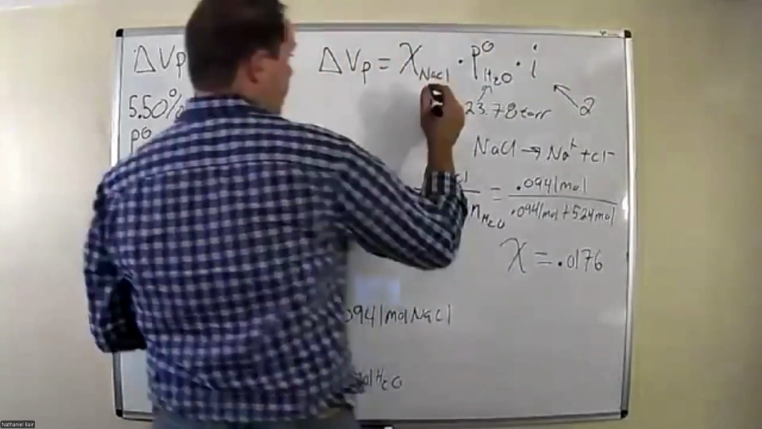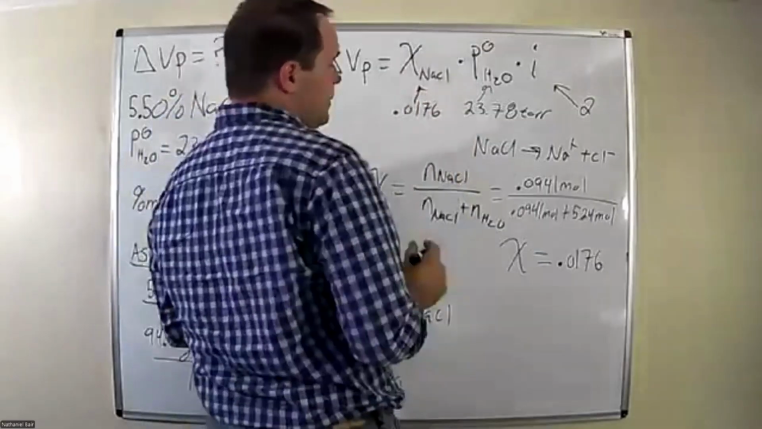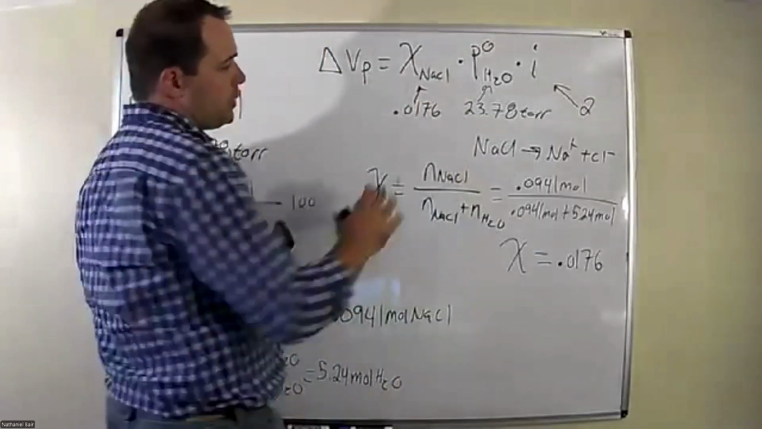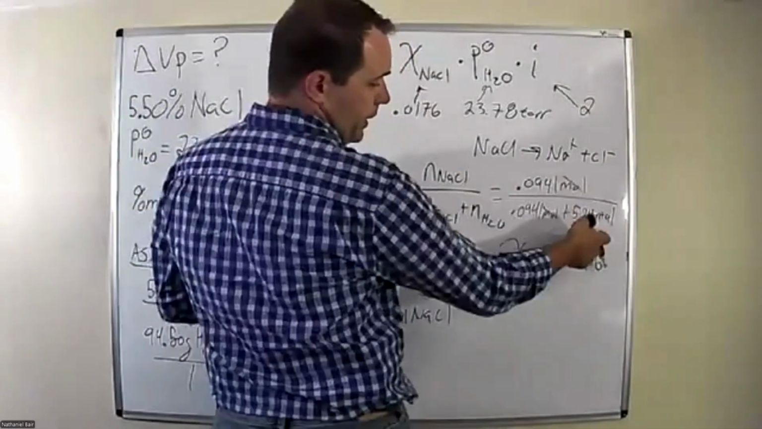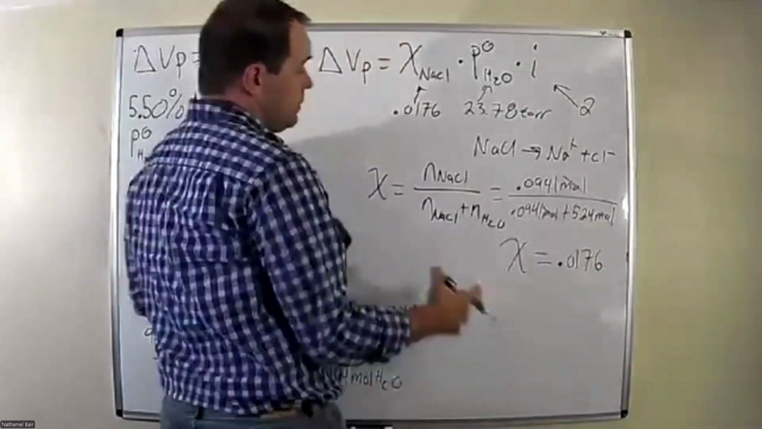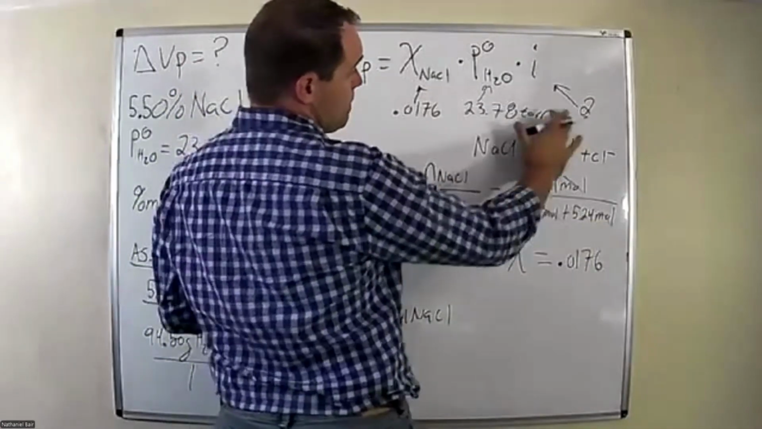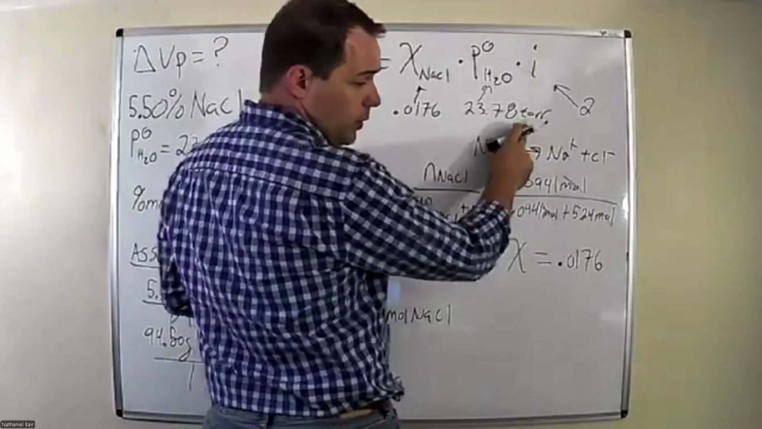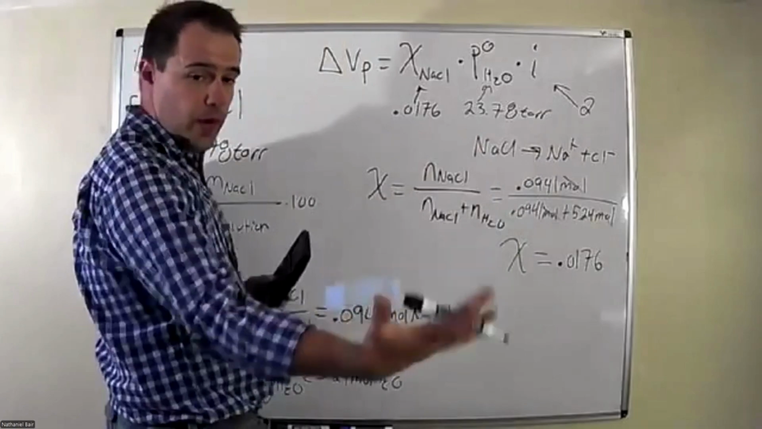All right, so we got a mole fraction here of 0.0176. So how are we going to get the change in vapor pressure? 0.0176, again, no unit. Mole plus mole is mole, mole divided by mole cancels out. So 0.0176 times 23.78 torr times 2. It doesn't matter what unit your pressure is in. Whatever unit your pressure is in, that's going to be the unit of your answer.